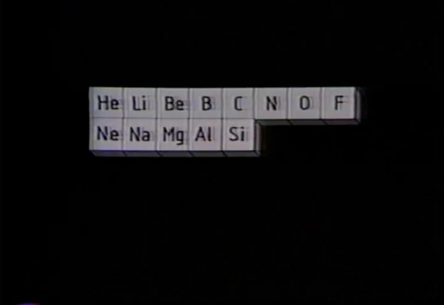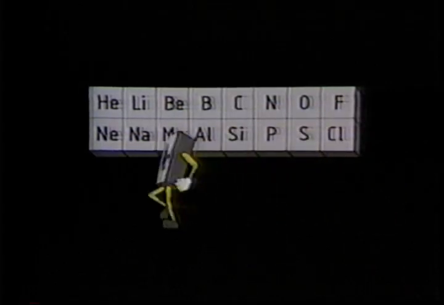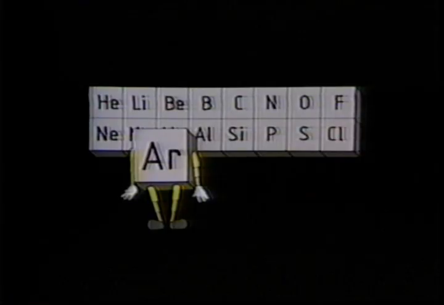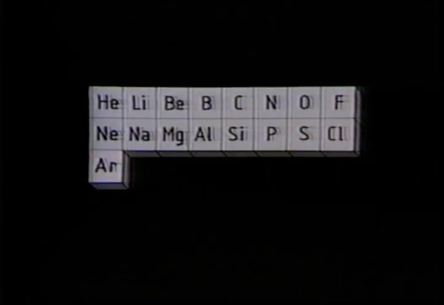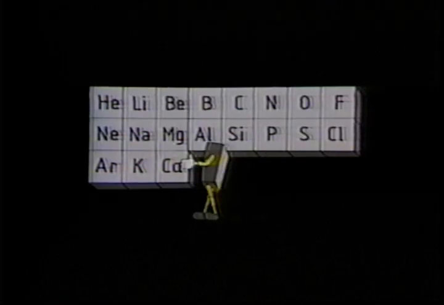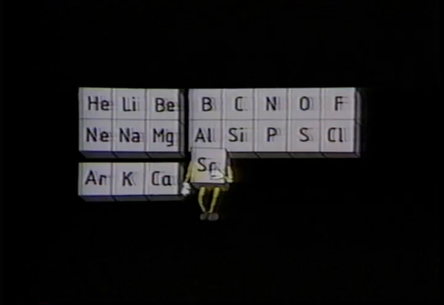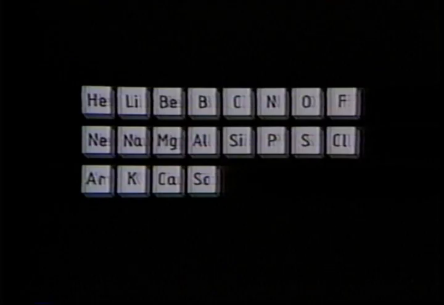Off we go again. Another row of eight, and we get a sign that we're on the track of something very fundamental. The next element is argon, and again, it's a gas which doesn't react with anything. So argon goes beneath neon, and off we go again. Let's stop there at scandium. The vertical columns of this arrangement are called groups, and the horizontal rows are called periods. What we have here are the beginnings of a periodic table.